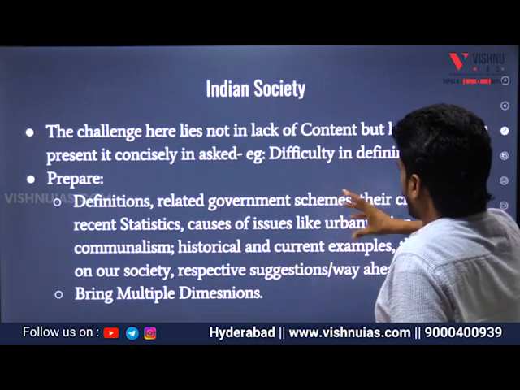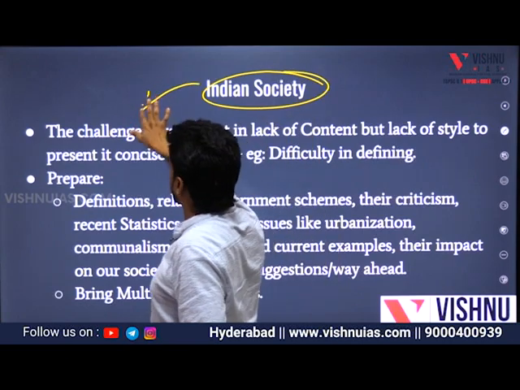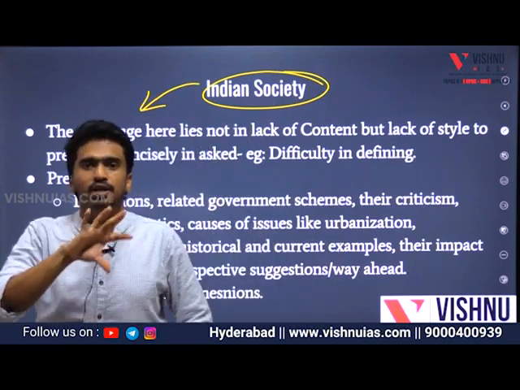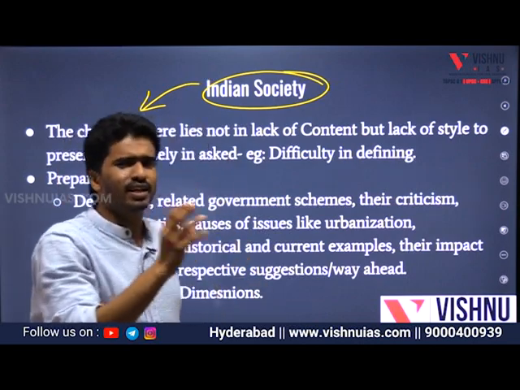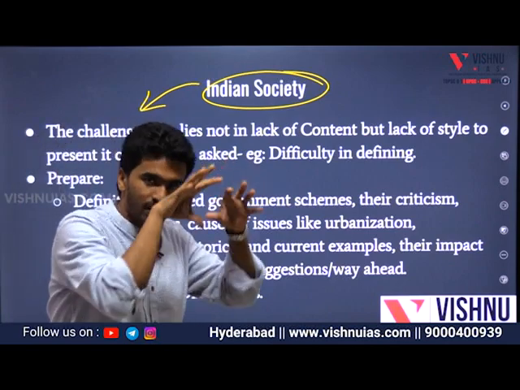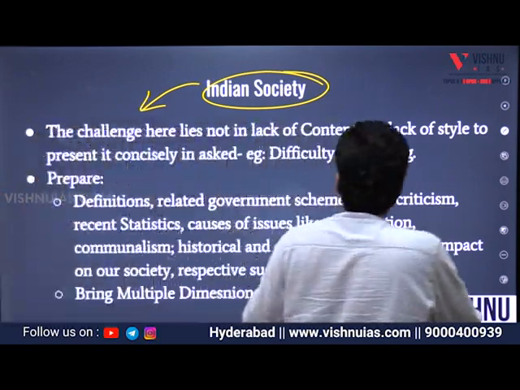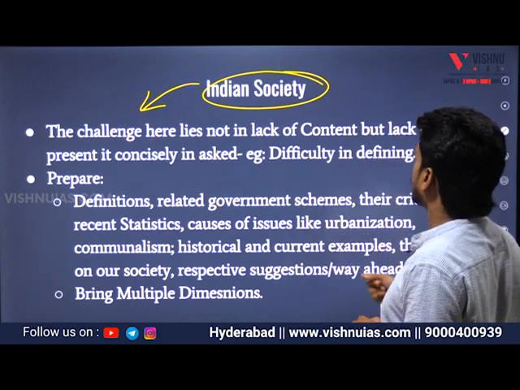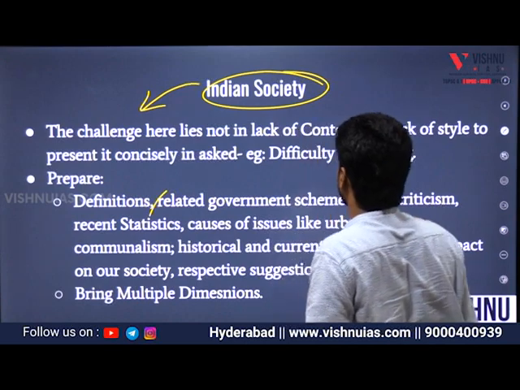Especially in Indian society, if some sociologists have given definitions for, for example, marriage or patriarchy, take a note of it, because this is society. Even though it comes under GS1, I told you history, society, art and culture, it all demands different treatment. Now you can give definitions.